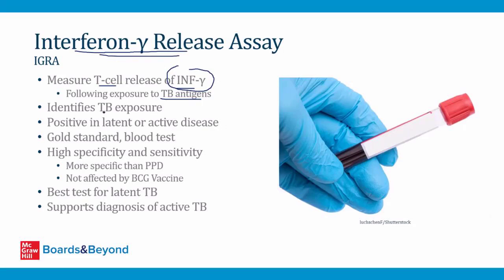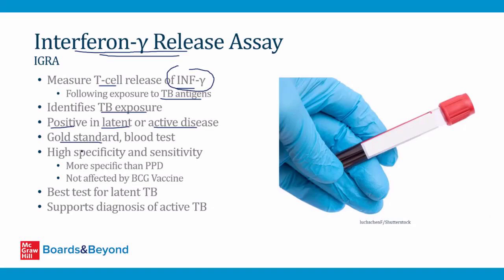And it identifies patients who have been exposed to TB, like I just said. This test is going to be positive in patients who have a latent infection. It's also going to be positive in patients who have active tuberculosis. And in terms of detecting latent infections, this is the gold standard blood test. It's replaced tuberculin skin testing, which used to be the gold standard, and we'll talk about that later.